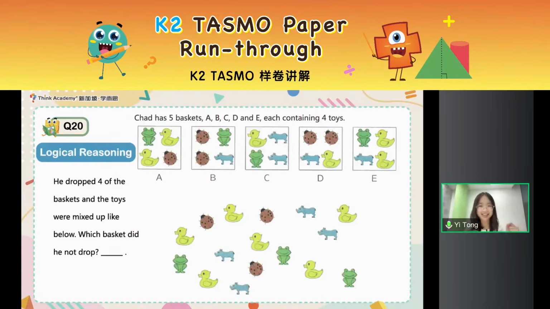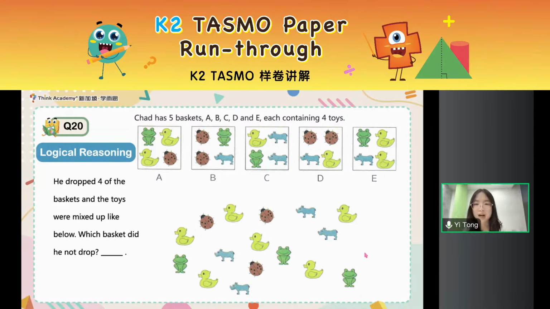Okay, ready? Go! We have our logical reasoning question. And this time, Chat has 5 baskets. There are so many toys, A, B, C, D, E. They're in these baskets, and each contains 4 toys. Oopsie! He dropped 4 of the baskets, and the toys were mixed up like below. Which basket did he not drop? Oh, now we don't have a CCTV, so we can't see which one he dropped. And that's why we need to use our smart brains to think.